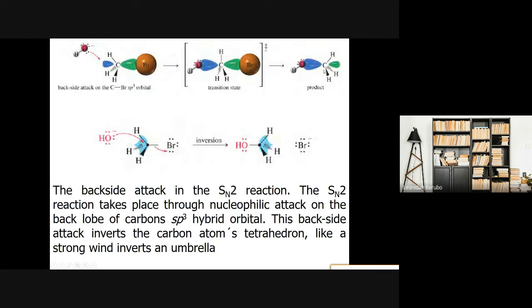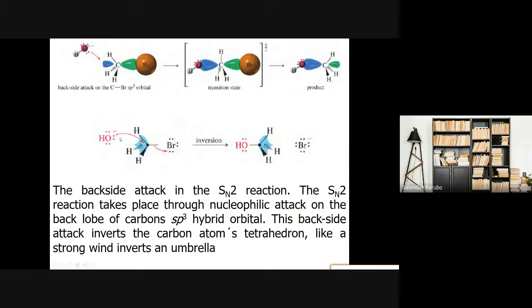And the new bond to the hydroxyl group forms. Then this is the product, and you can see there's inversion of configuration. Initially the direction of the halogen was this way, but now the direction of the new nucleophile is on the opposite side, because it has used the back lobe of the sp3 hybridized orbital of the carbon bearing the halogen to form the new bond. So there is always inversion of configuration.